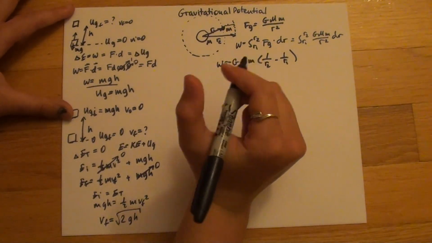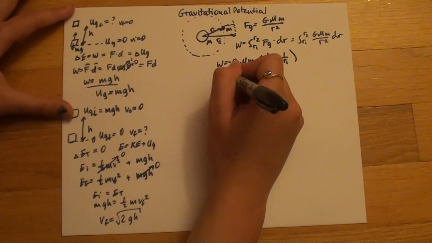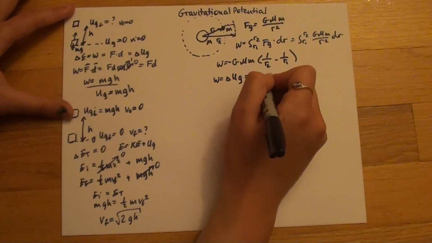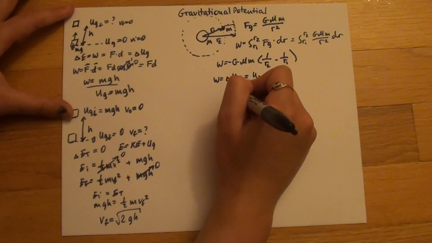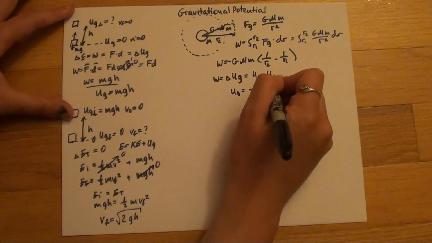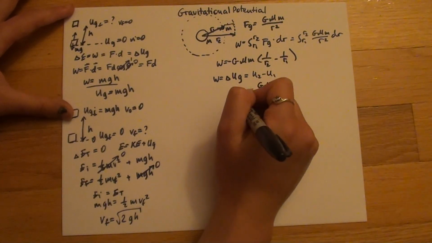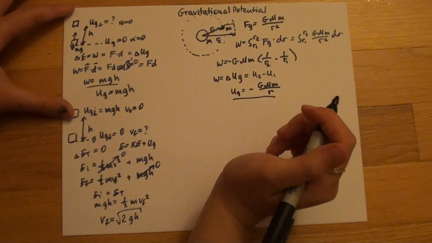Okay, so now we know that the work done was actually the change in gravitational energy, which would be U2 minus U1. So now we know that the gravitational energy in this form is written as negative GMm over r. This is the gravitational potential energy of a satellite far away from a planet.